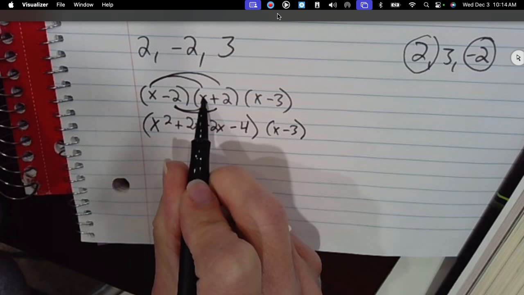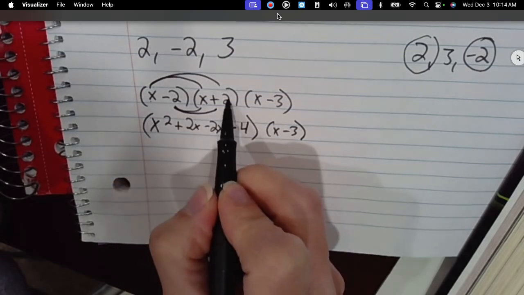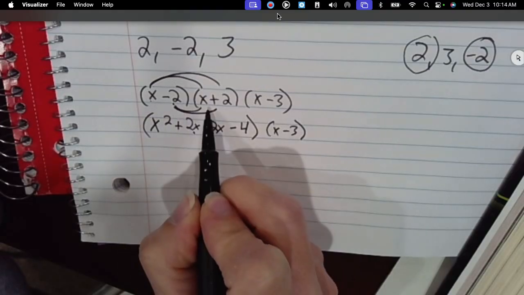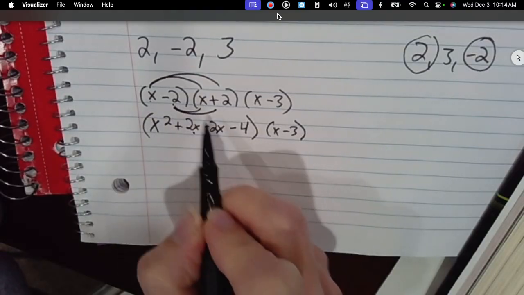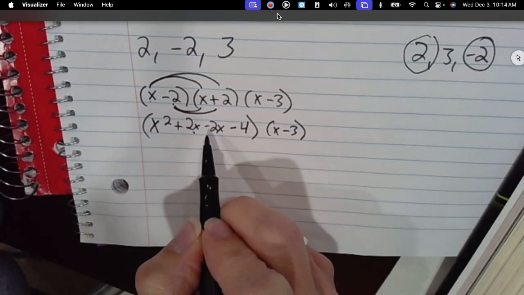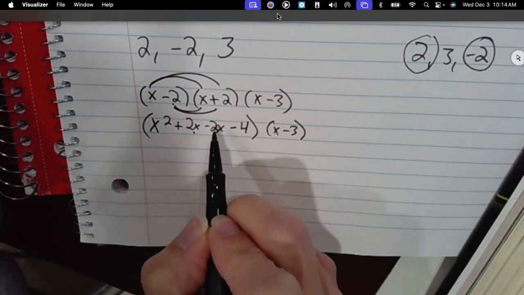Where'd you get the negative? X times x is x squared. X times 2 is 2x. Now I got to distribute my -2. -2x and then -4. Now, what happens to 2x minus 2x? It cancels out.